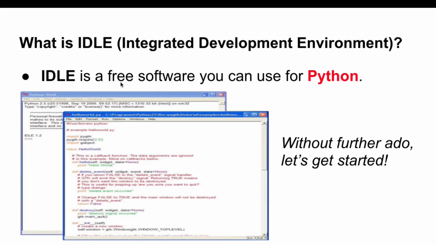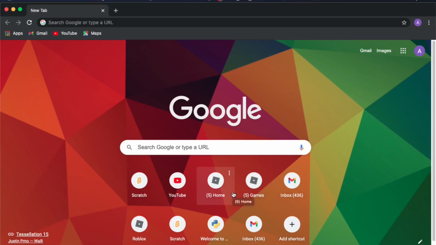IDLE is free software you can use for Python. This is how IDLE looks. This was taken in 2006, so obviously it doesn't look like this right now. So without further ado, let's get started. I'm going to show you how to install IDLE right now. It is different for different operating systems, but I'm going to first show you how to do it on Mac, which is the computer I have.